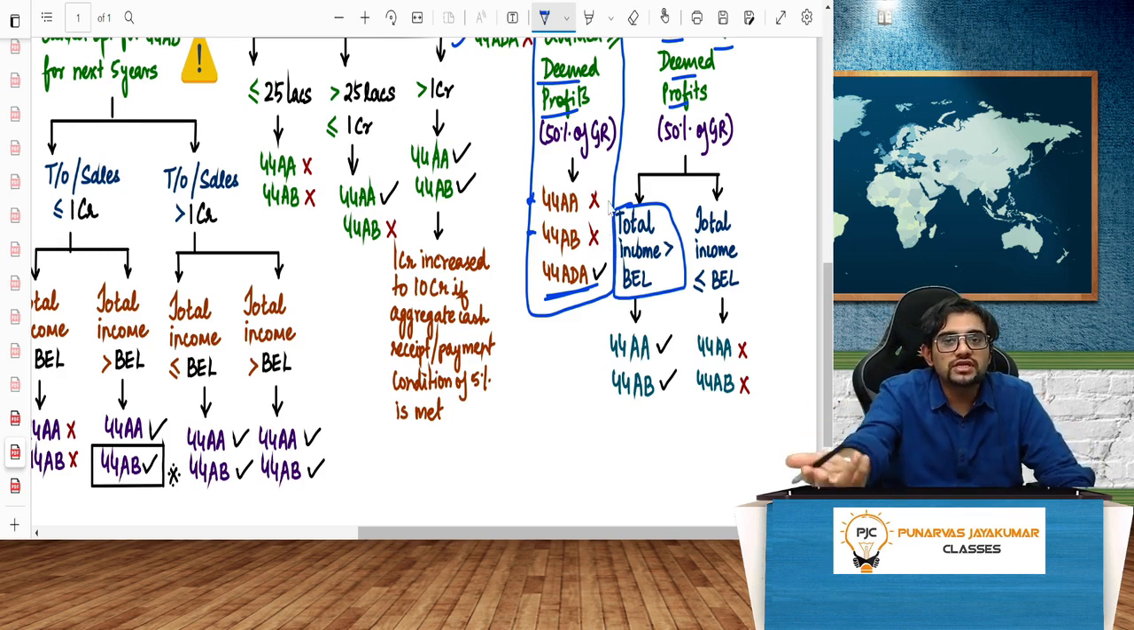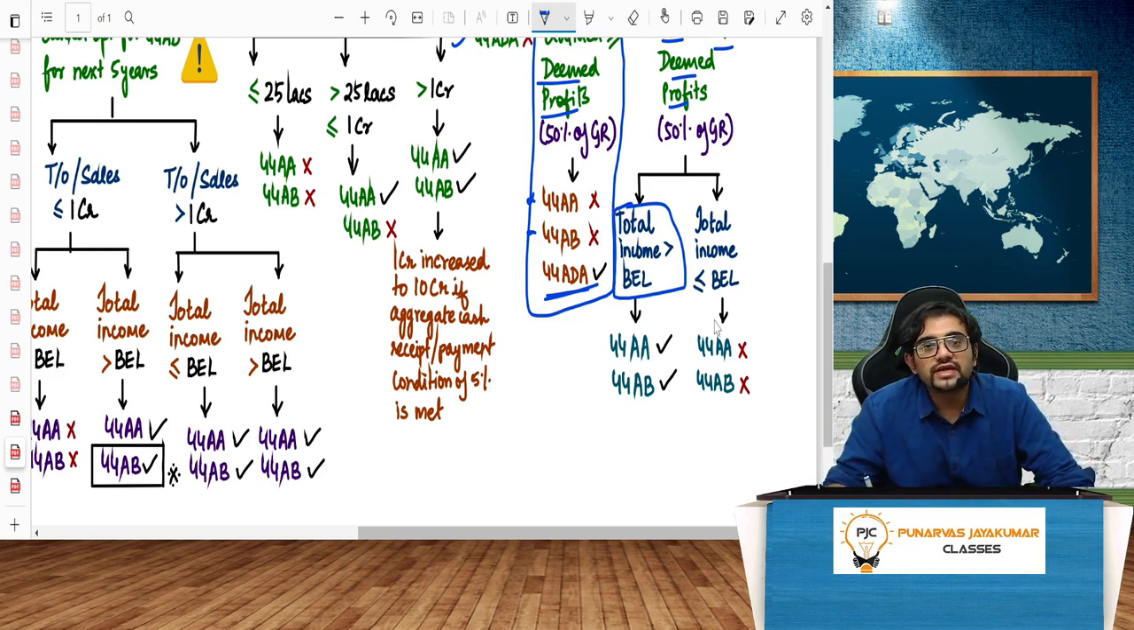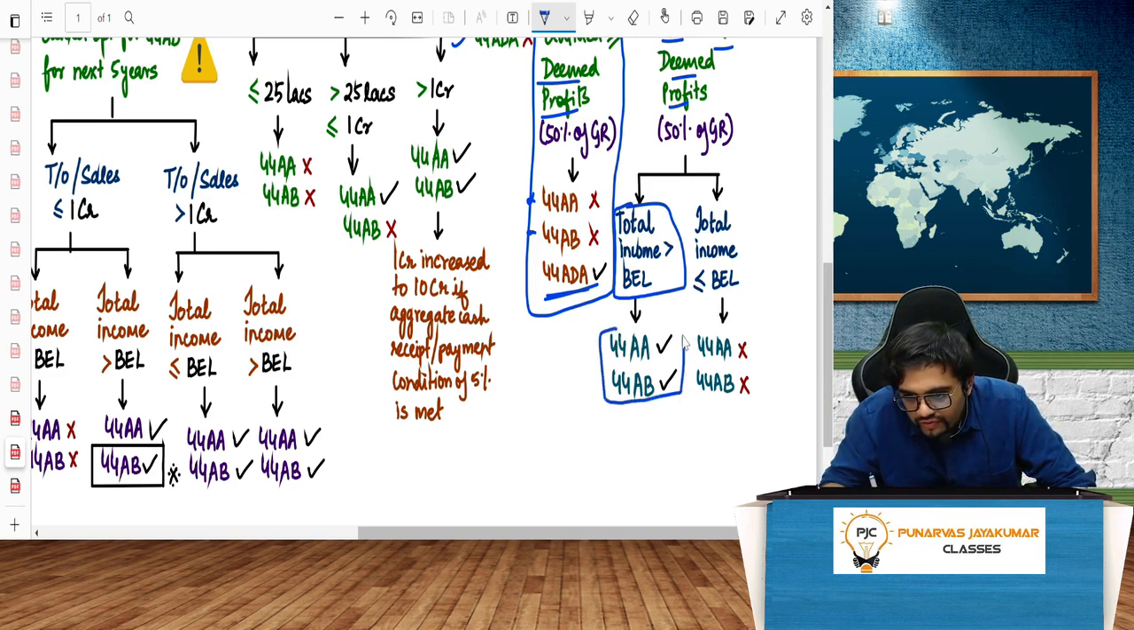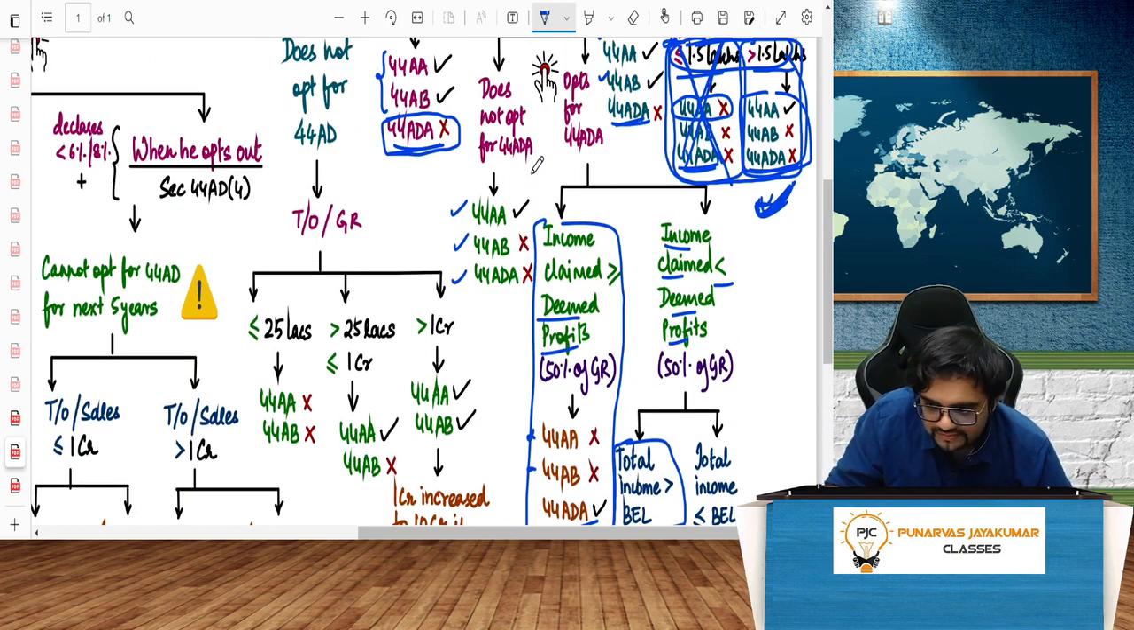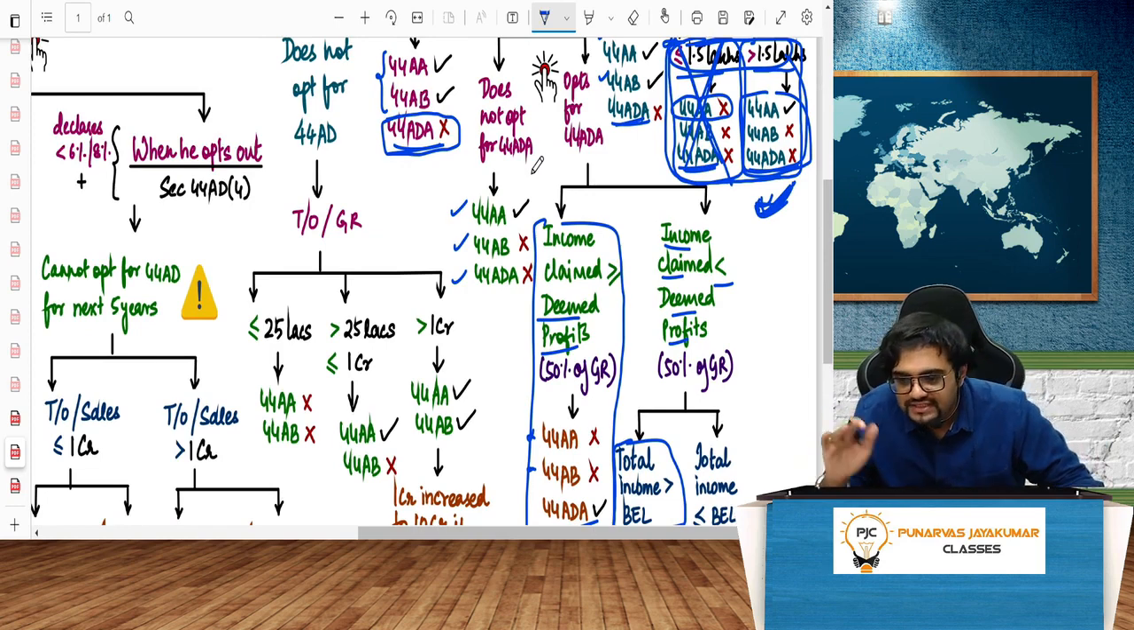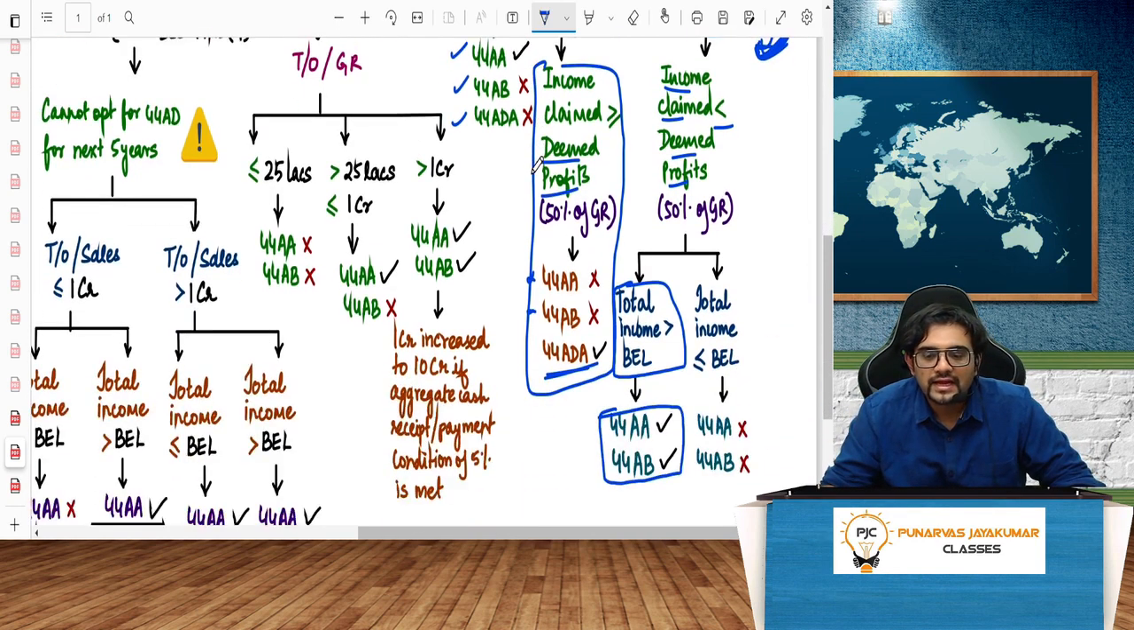For example, for an individual resident below 60 years, it will be 2.5 lakh. If it is more than 2.5 lakh, just as an example, basic exemption limit is basically the maximum amount which is not chargeable to tax. So then 44AA also will come, 44AB also will come. This is the amendment, important. If the income claimed is less than the deemed profits, and if the total income is more than the basic exemption limit, then accounts also have to be maintained and tax audit also has to be done.